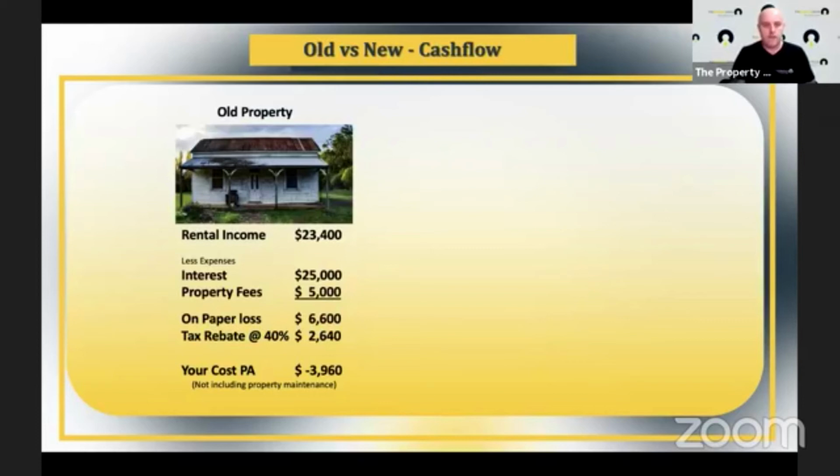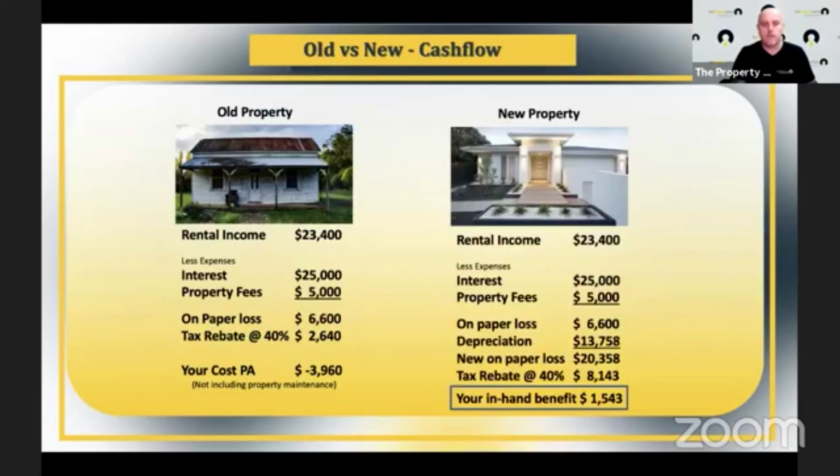So we've done that. Let's get on to the new property now. When you compare apples to apples here, for the new property we're still saying it's getting the same rent, same interest figure, same property fees. The on-paper loss initially is $6,600. But when you add the depreciation on that brand new property of $13,750 odd, your on-paper loss is over 20 grand. So 40% of that is $8,143.